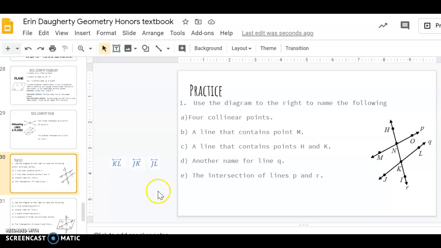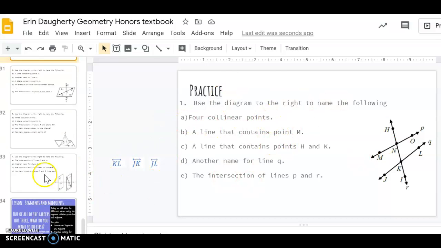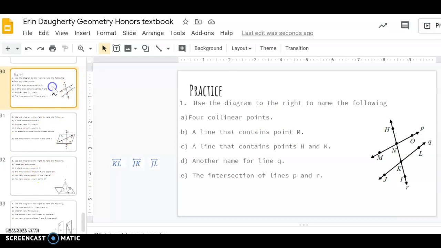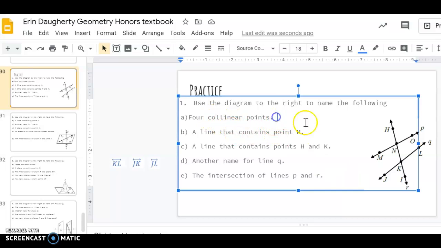All right, now we did get started on some practice. We'll do a few together, but then I would like you to do the other 2 slides on your own. So we use the diagram at the right to name the following. Okay, 4 collinear points. So I'm going to look for 4 points, and whenever I see collinear, that means it's on the same line. All right, so I see H, N, K, I are all on the same line.